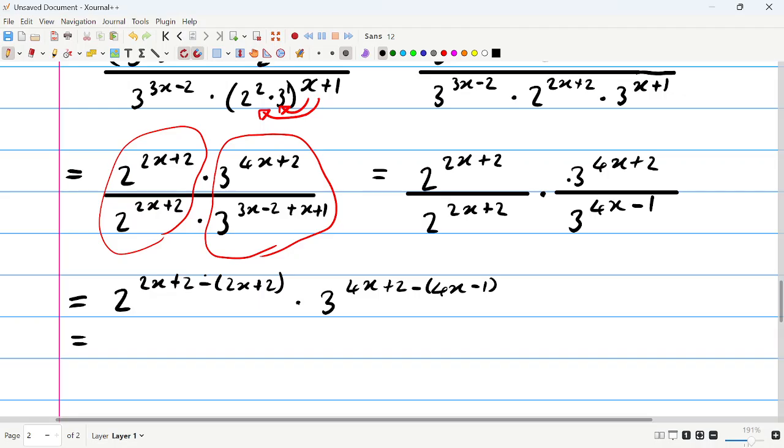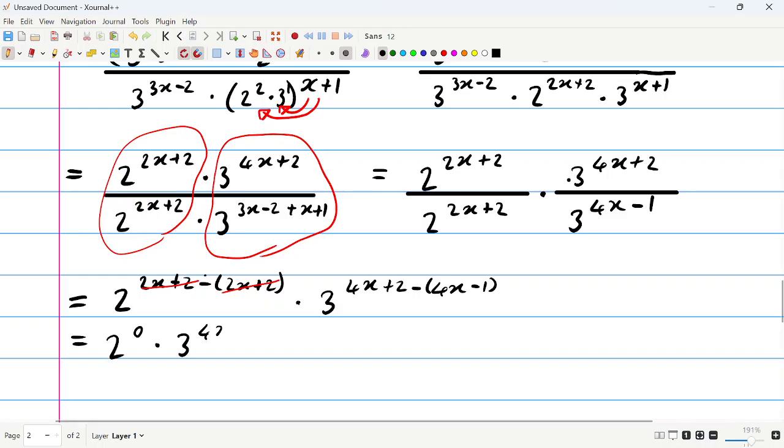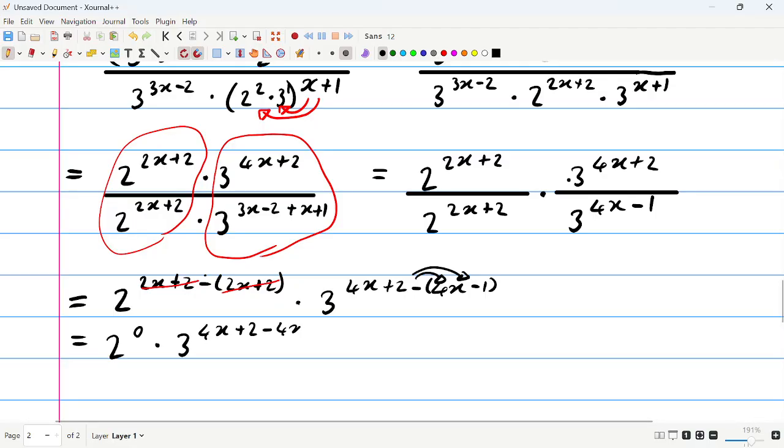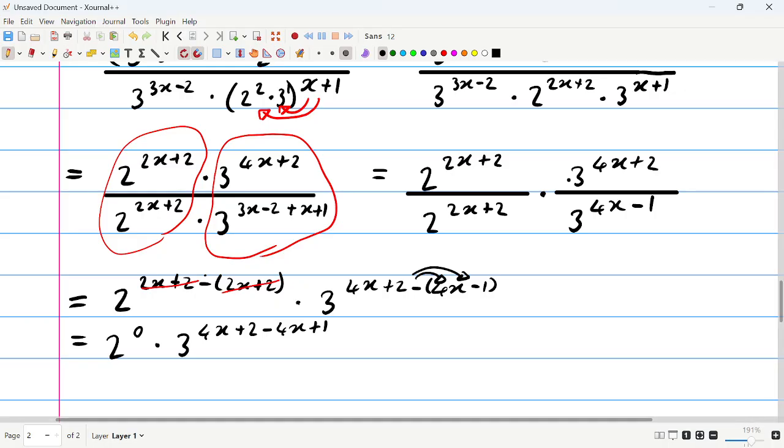Okay, and if we simplify further, notice that this term here, 2x plus 2 minus 2x plus 2, they're going to cancel, and it's going to be 0. Multiplied by 3 raised to the power of 4x plus 2, the negative goes back straight into both those terms, so therefore we're going to have minus 4x plus 1.